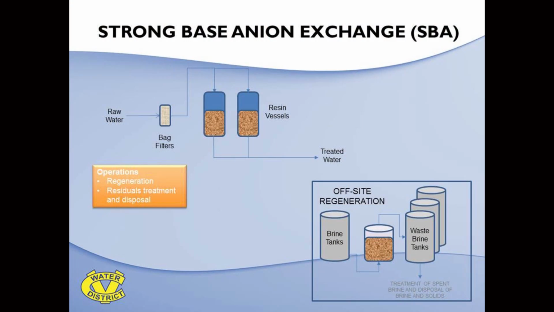Now the second ion exchange process is strong base anion exchange. And that's what we've implemented down in the East Valley to remove both arsenic and chromium. You'll notice a few less facilities up here in the schematic. It's because we don't have to change the pH. You don't have to drop the pH down. So fewer facilities on site.